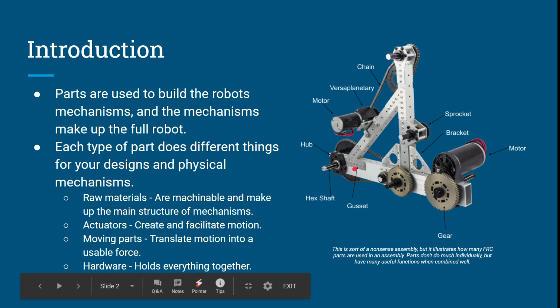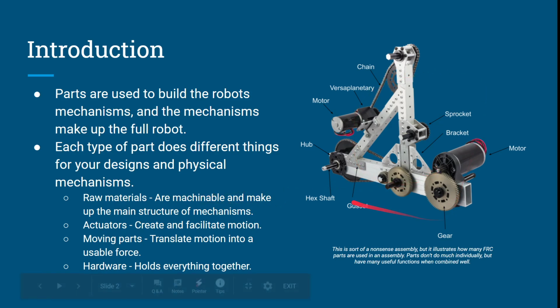First we have our raw materials, which are machinable and make up the main structure of the mechanisms. Like I said, this is a nonsense assembly, but you can see we have raw materials here, which is going to be 2x1 aluminum and 1x1 aluminum. This is VexPro's VersaFrame, but it's aluminum stock, basically 2 inches by 1 inch with a 0.1 inch wall thickness. Basically that entails you can cut them, and you can drill holes in them to connect them to other raw materials, and then make up the main structural members of your mechanisms. So remember that.